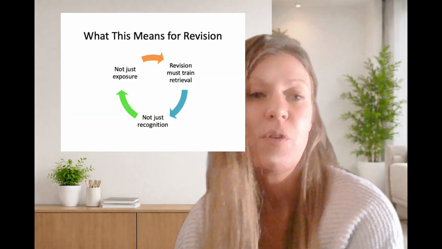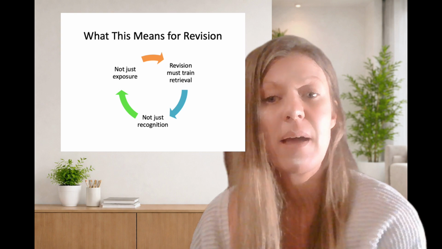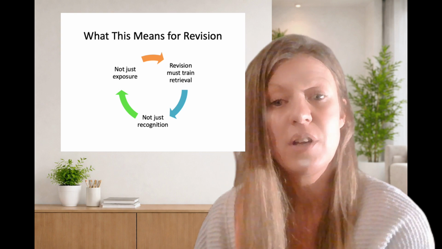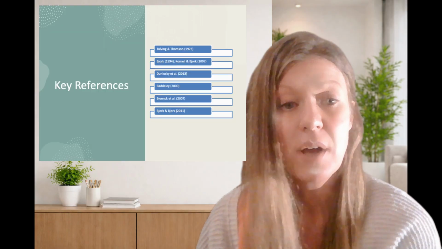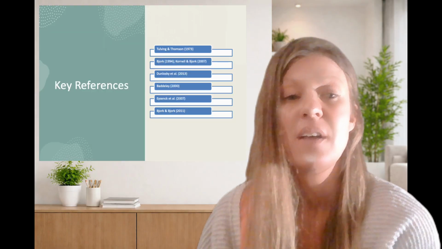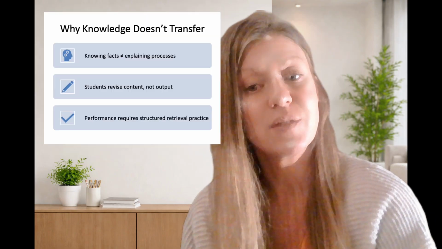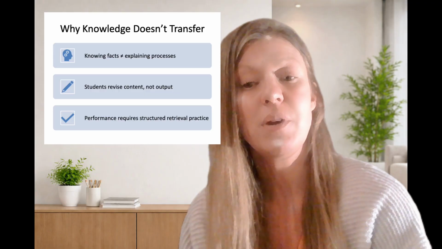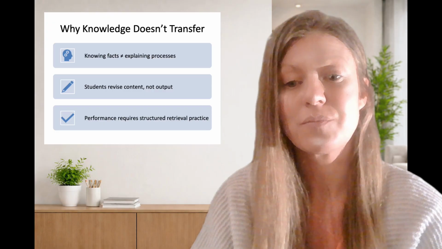So what this means for revision. Effective revision is not about time spent, it's about how that time is used. Students need to practice producing knowledge, not just reviewing it. Key references and why knowledge doesn't transfer: decades of research show that knowledge doesn't automatically transfer from revision to performance. Transfer must be deliberately trained through retrieval, explanation, and pressure.